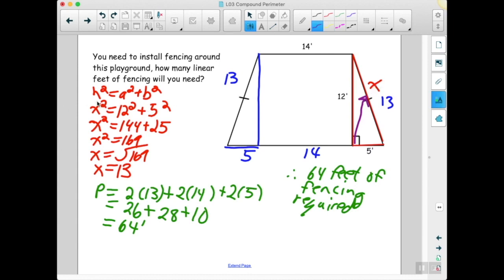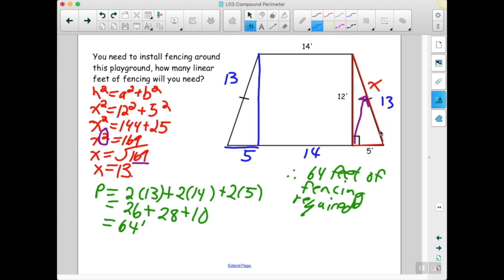The Pythagorean theorem says h squared equals a squared plus b squared. Plugging in my hypotenuse as x, and it doesn't matter in which order I plug in the legs, 12 or 5, I'm going to get x squared equals squaring 12, 144, squaring 5, 25. x squared equals adding these two numbers, 169. Undoing squaring by square rooting, x is the square root of 169. That's a perfect square number, and the square root of that is exactly 13.